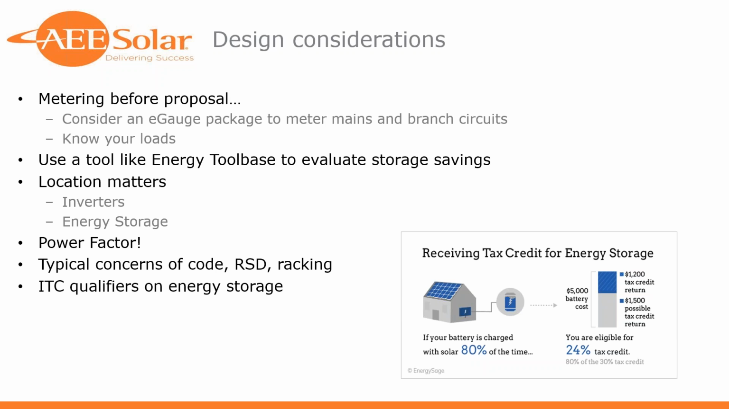The example here from Energy Sage: if you're charging the battery with solar or renewables 80% of the time, you get 80% of the prorated tax credit for the battery. If you're doing it less than that, you're getting less tax credit. So something you're going to have to take into account.